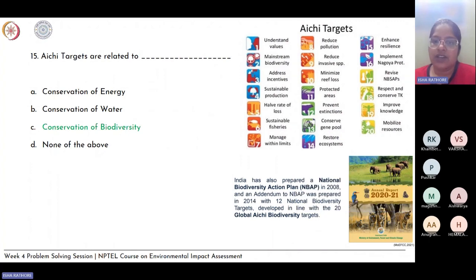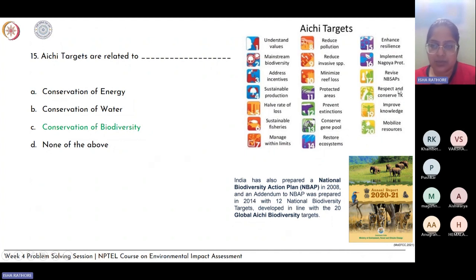So under the AG targets, we have different targets. That is, we have understanding the biological values, mainstreaming biodiversity, addressing incentives, sustainable protection, sustainable fisheries, reducing pollution, minimizing reef loss, protected areas, preventing extinctions, conserving the gene pool, restoring ecosystems. So all of these are different targets relating to biodiversity.